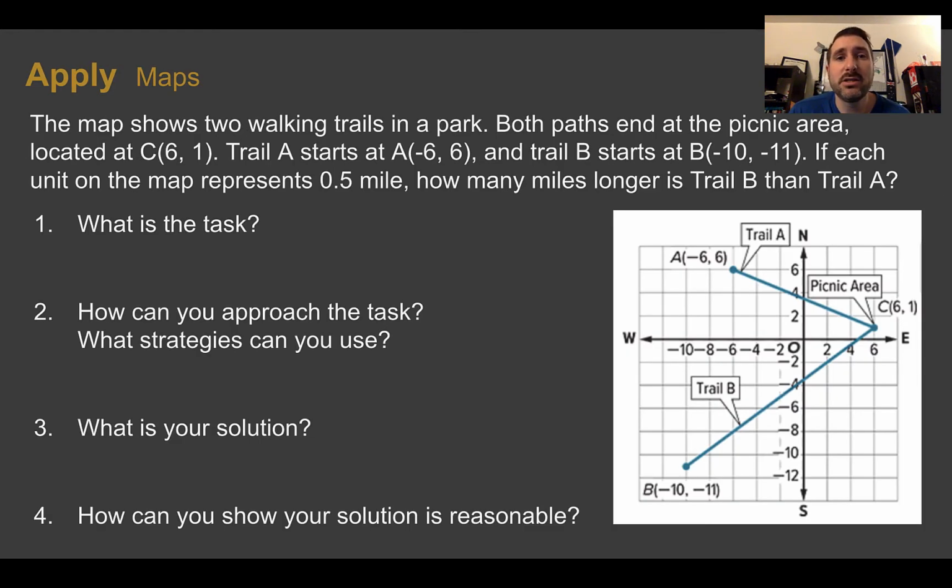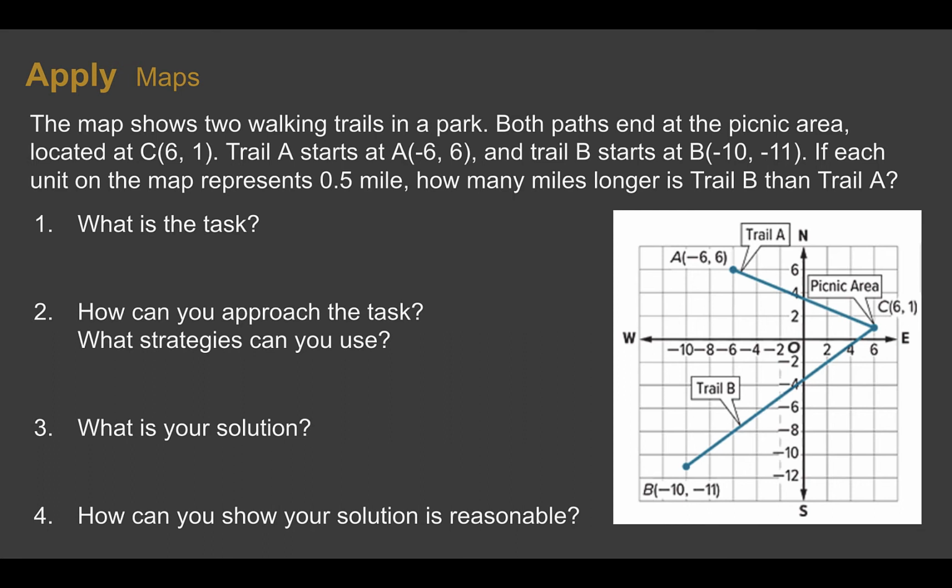Let's apply this to maps. The map shows 2 walking trails in a park. Both paths end at the picnic area, located at point C, which is 6, 1. Trail A starts at point A of negative 6, 6, and trail B starts at point B, which is at negative 10, 11. If each unit on the map represents half a mile, how many miles longer is trail B than trail A?